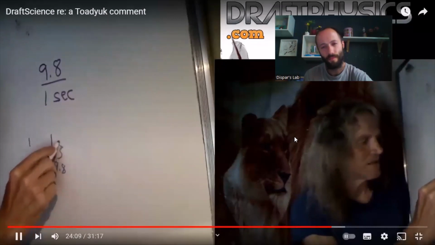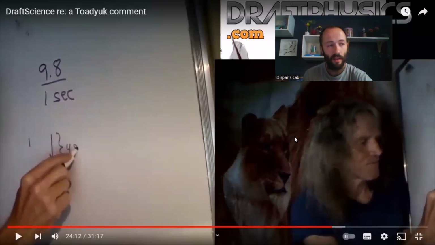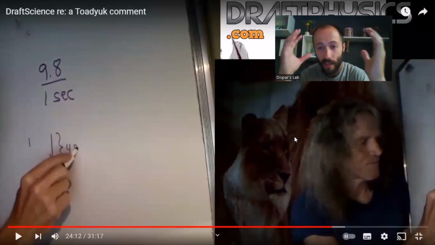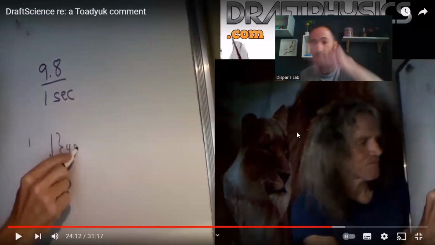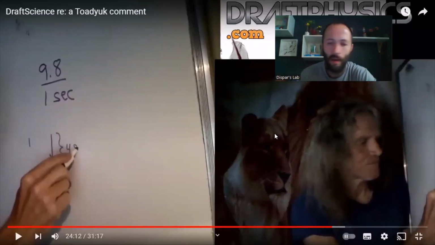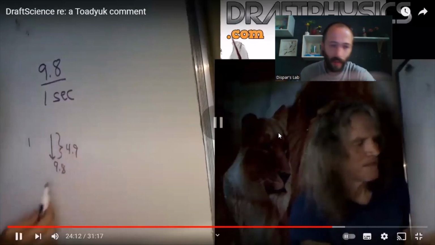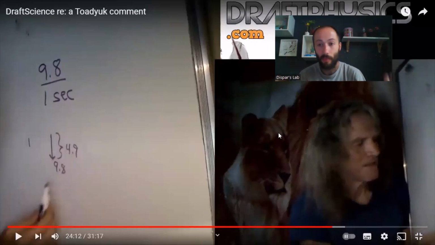Travel the distance of 4.9. Because if we are only allowed to use meters per second, then that only applies. Meters per second itself is constant velocity, a change in linear distance, not a change in linear velocity. Now, about the dropping distance, I agree with all that.